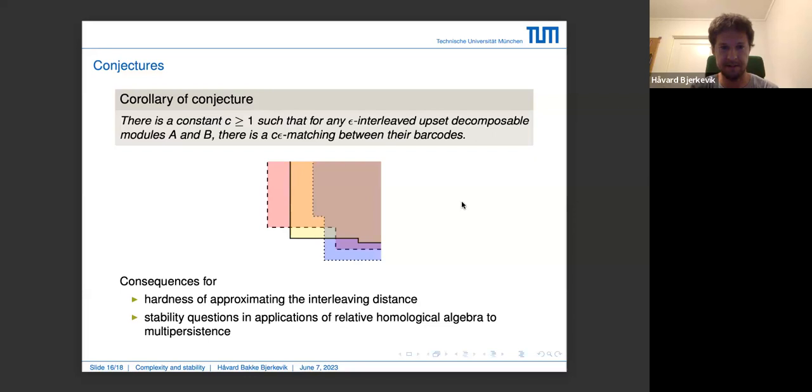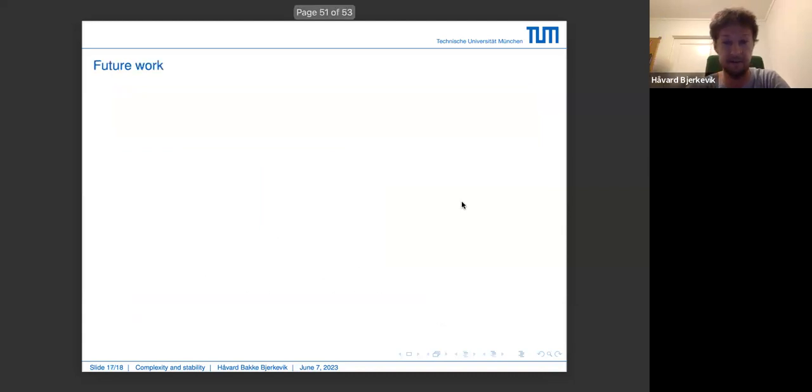All right, so these are some applications of this conjecture. And yeah, I see that I have a lot of time, but I'll just finish by mentioning a bit of future work. So one thing is to just prove the conjectures. They seem hard to me. I spent some time trying to prove this stability of upset decomposable modules, and I've kind of given up at this point. So I'm not sure if I'm going to recommend people to work on it, since it seems hard, but if someone could prove it, then I'd be very happy to see that.